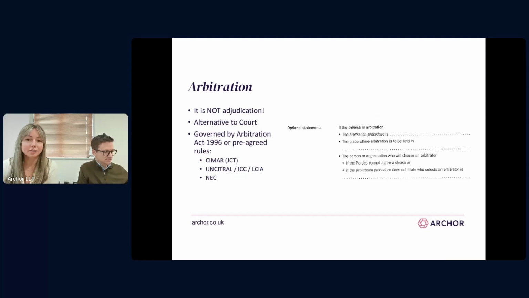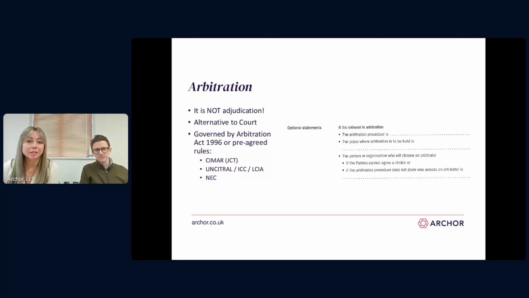So the next type of dispute resolution I just want to talk about is arbitration. The first point is that arbitration is not adjudication. Now, you may laugh at this and think it's obvious, but many people think they're the same thing, and they are not. They are completely different mechanisms. So arbitration is basically an alternative to court proceedings. So arbitrations are private, unlike court, whereby it's in the public domain.